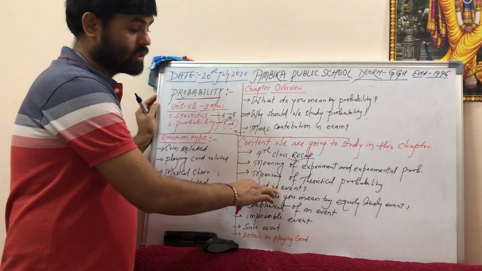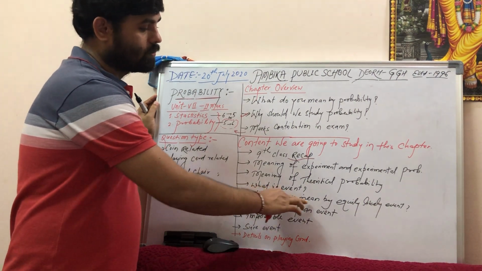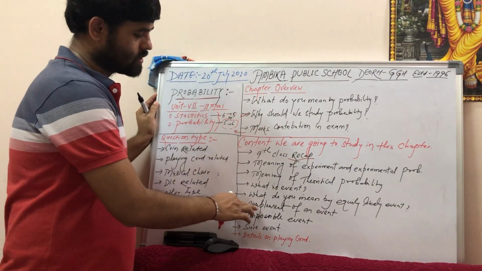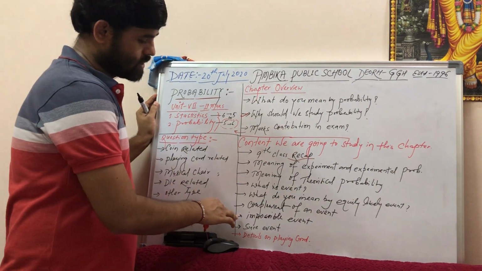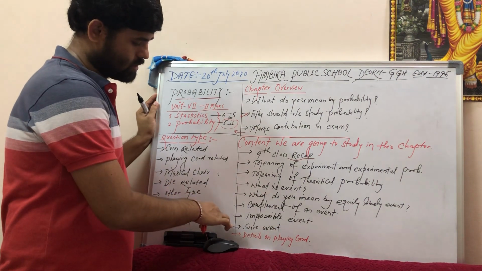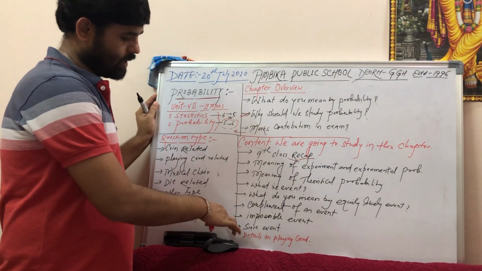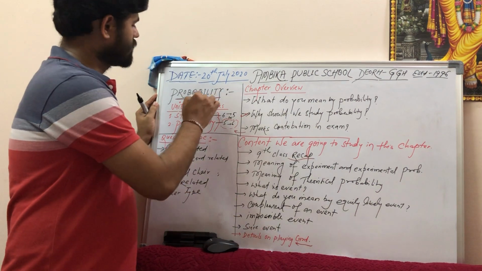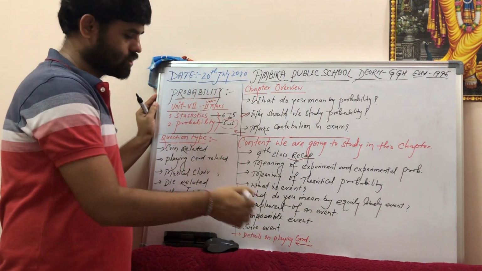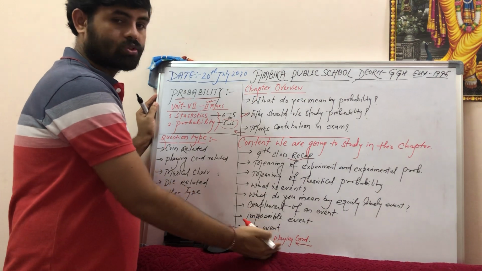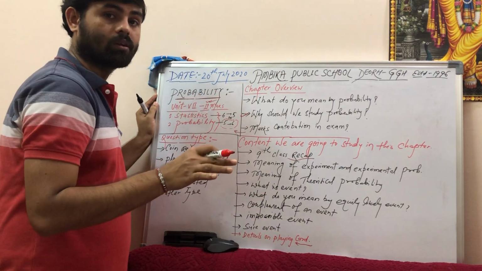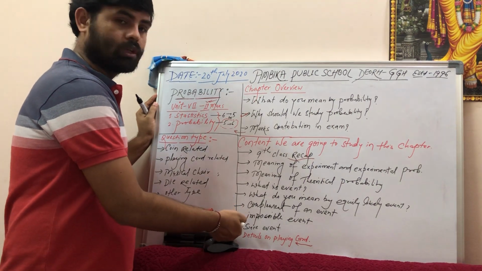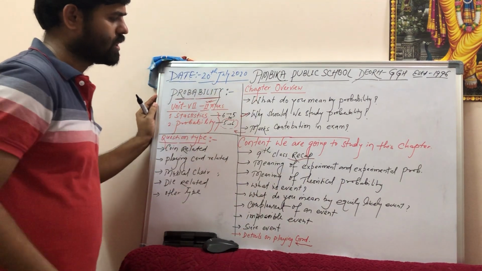Fourth is what is an event. Fifth is what you mean by equally likely events. Sixth is complement of an event. Seventh is impossible event. Eighth is sure event. Ninth is detail on playing cards, because in this chapter you will get many questions on playing cards, so you have to understand the whole concept. This is a completely new thing that I will tell you in detail. So these are all the things we have to study.